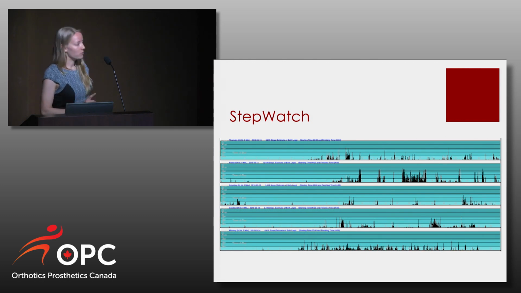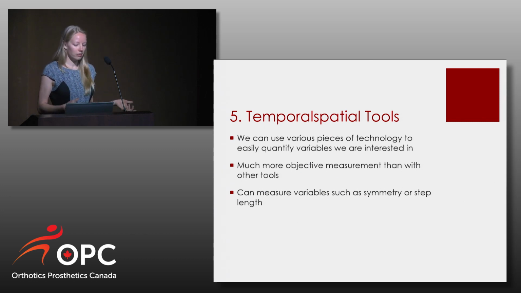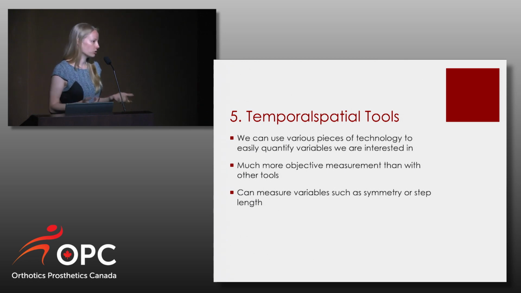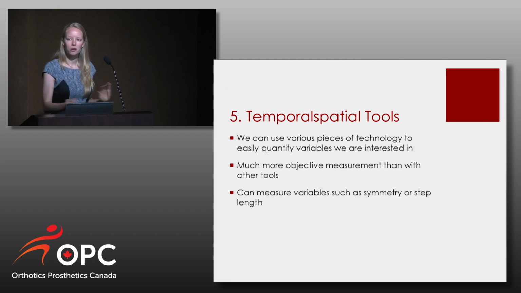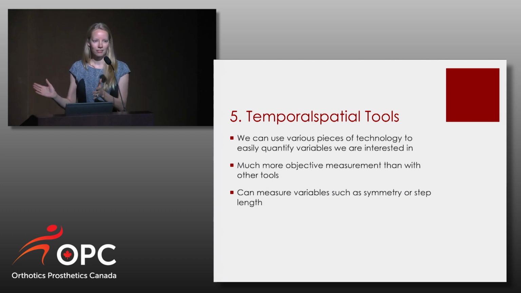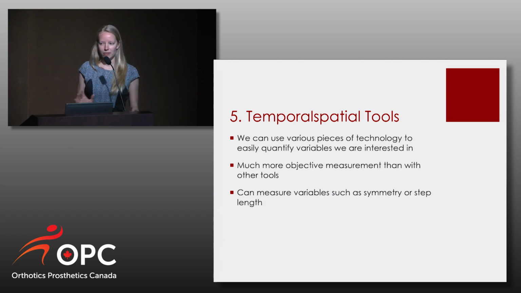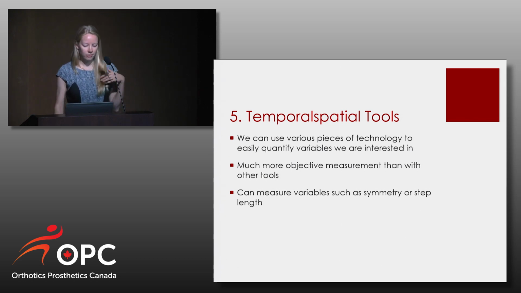Okay, so one more tool here is temporal spatial tools. We can use various pieces of technology to quantify variables that we are interested in that usually can't be quantified. And these tools are objective in that I don't influence them, I don't score them. I set them up, I push go, I stand back, everything happens, I push stop, the report is there. I don't influence what happens in that report very much at all. And it allows us to measure things such as symmetry, step length, that sort of thing.